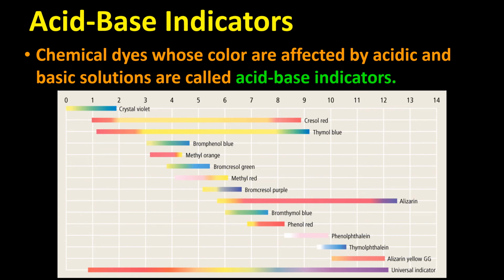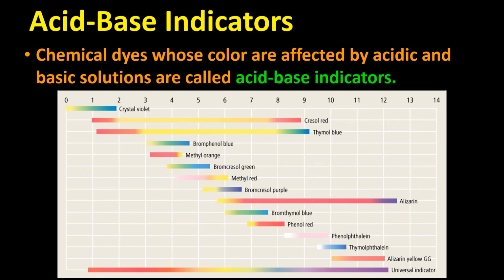Chemical dyes whose color are affected by acidic and basic solutions are called acid-base indicators. So this plot right here contains a lot of different acid-base indicators, and it shows you what colors they change. So you can see at the very top of this is pH. We've got pH going from 0, the very acidic condition, up to 14, the very basic condition. And you can see that when you add some of these indicators to an acid-base reaction, they will change color in the range that you see here and tell you when the reaction has gone through that pH range.